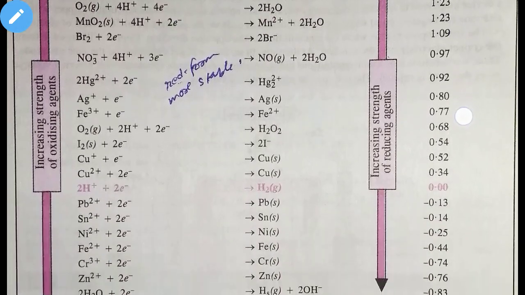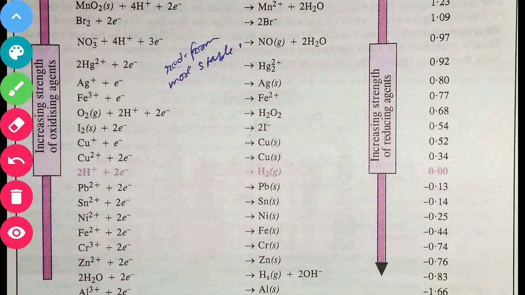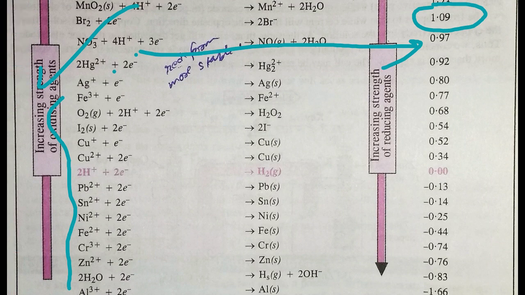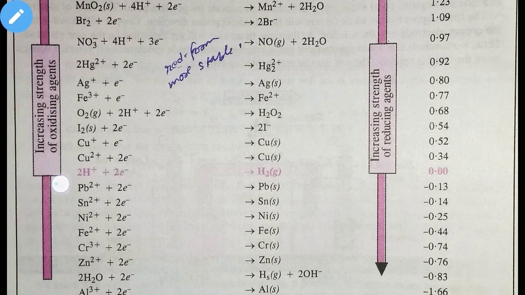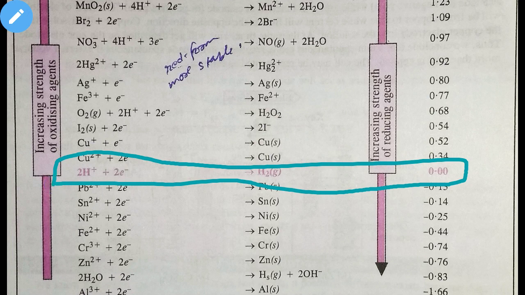And one more thing I'll show you: here you see the hydrogen is there, because all other values we are comparing based upon the hydrogen, right? You can see the electrode potential of hydrogen is 0 volt, as I've already said. So the electrochemical series is constructed compared to hydrogen only, okay? The reference is hydrogen, remember.